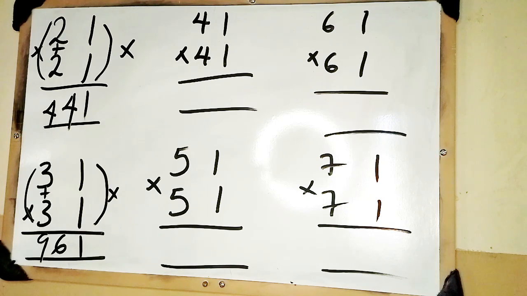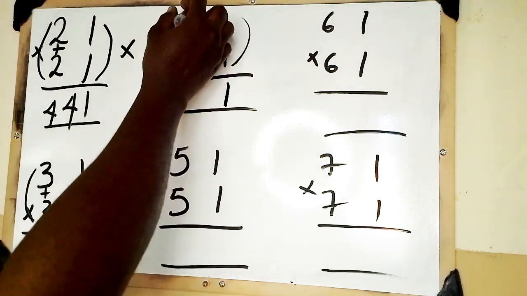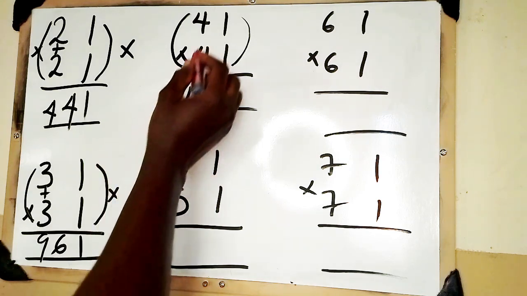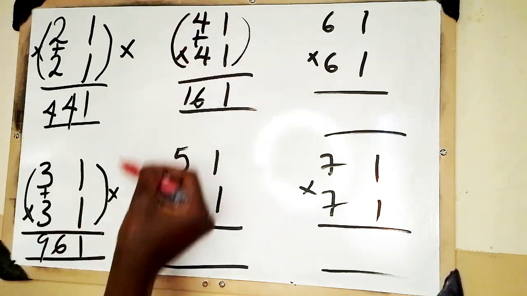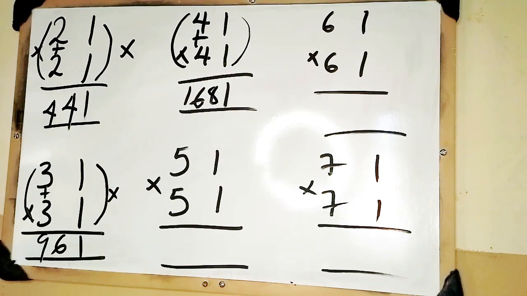Now, we have 1 times 1, which is 1, 4 times 4, which gives us 16, and then 4 plus 4 gives us 8. 41 times 41 gives us 1681. Our next number, 51 times 51.